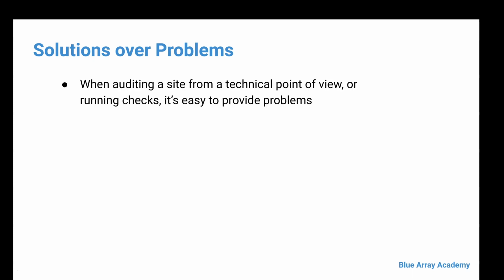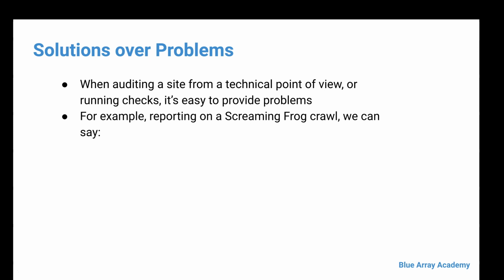When auditing a site from a technical point of view, or when you're running checks, it's pretty easy to provide problems. For example, if we're reporting on a Screaming Frog crawl of a website, we can quite easily say, there were 100 404 errors seen in the crawl. This amount of insight, while it's useful to know, is not particularly useful to understanding the why behind the issue.